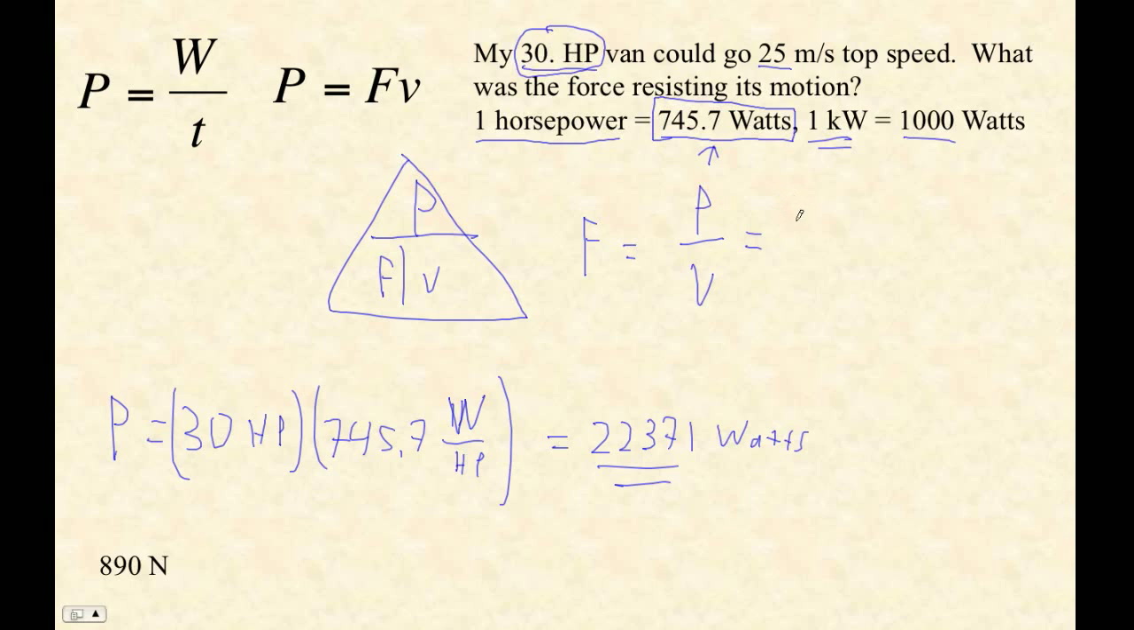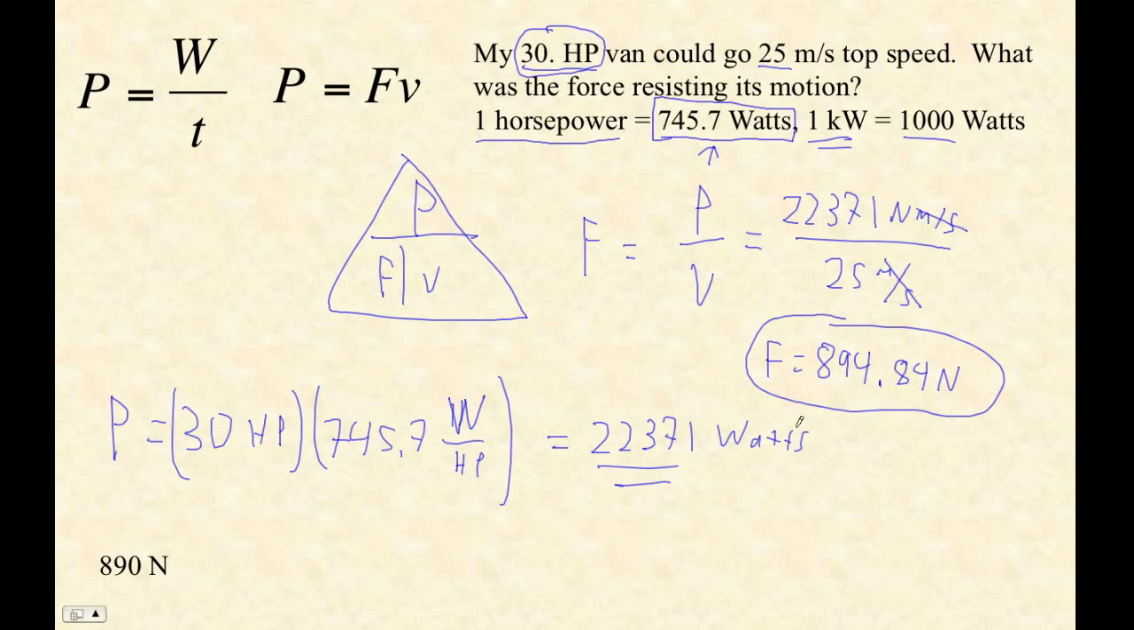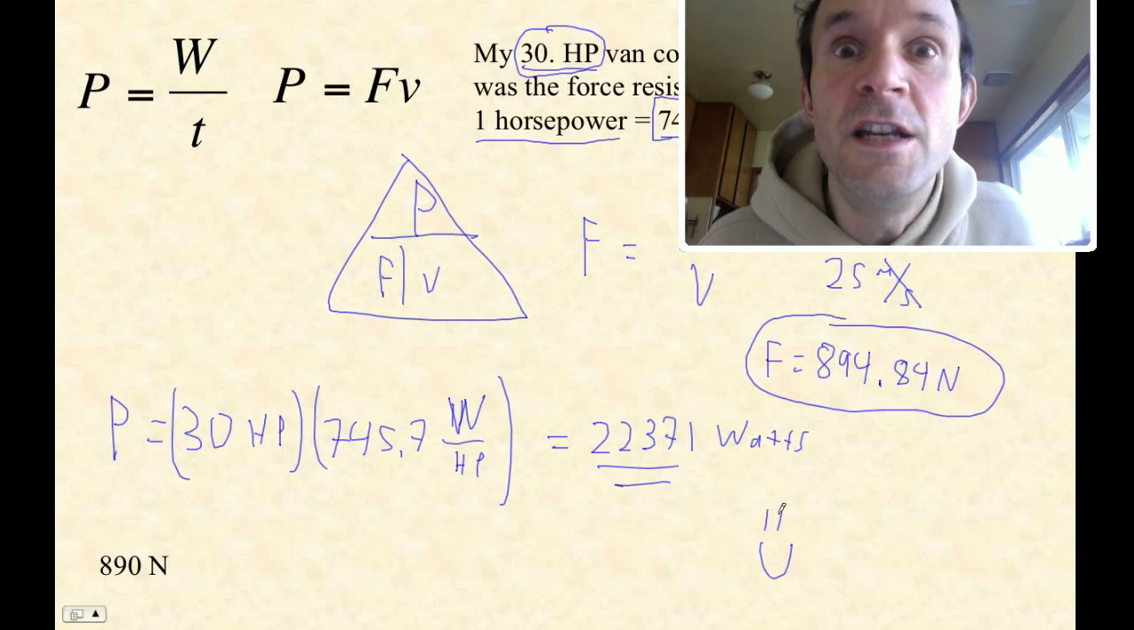So now I can go ahead with this. 22,371 watts, that's Newton meters per second, divided by 25 meters per second. Of course, the meters per second go away. And so I'm going to divide by 25. And I get the force is 894.84 newtons. It's in newtons.